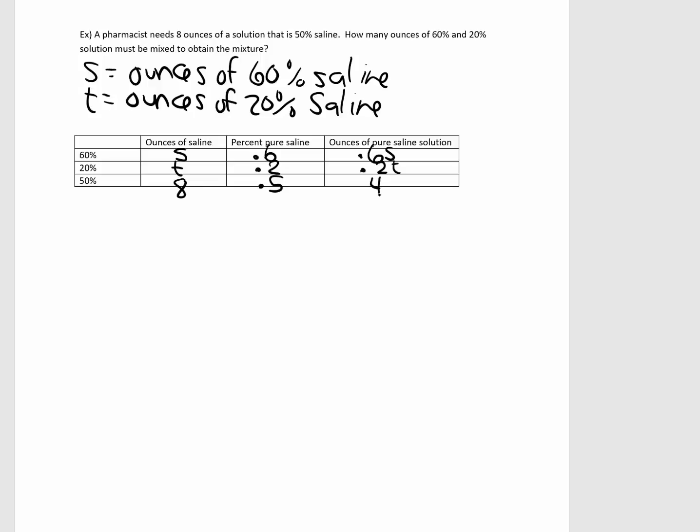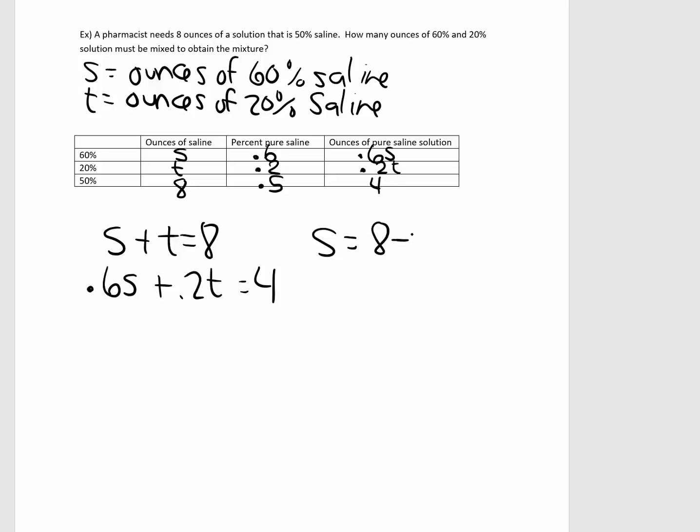So, where are our equations? Well, the column with the ounces of saline gives S plus T is equal to 8. And the other equation comes from the ounces of pure saline solution column. That's 6/10 S plus 2/10 T is equal to 4. All right, so I'm going to solve this system by substitution. I'm going to solve the top equation for S, so subtract T. And now I'm going to substitute this into the bottom equation, replacing the S with 8 minus T.